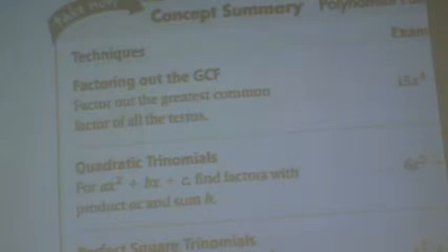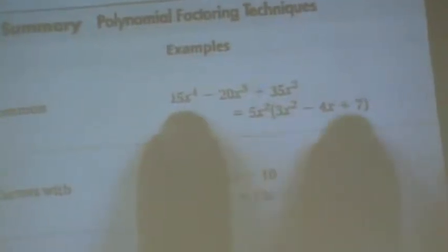Okay, so let's review all the ways to factor. The first thing you're gonna do is factor out a GCF. So for example, in this problem right here, take out a 5x squared. That's one thing you can do.